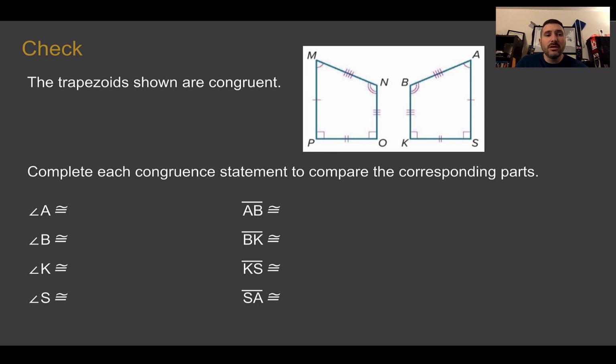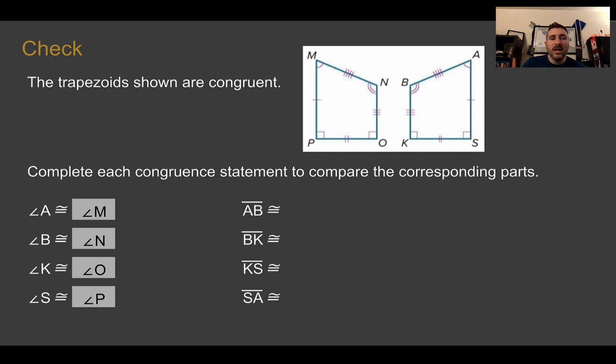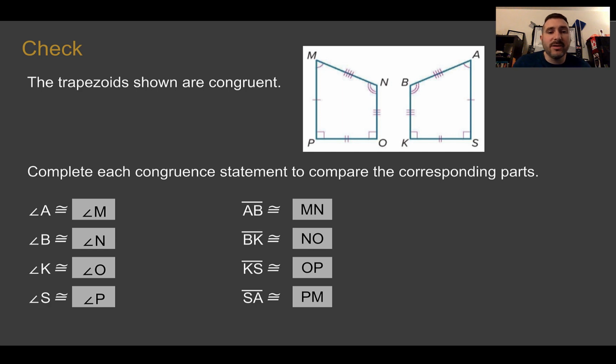Check your answers. For the angles, angle A corresponds to M, angle B corresponds to angle N, K corresponds to O, and S corresponds to P. For the side lengths, AB is with MN, BK is the same as NO, KS is the same as OP, and SA is the same as PM.